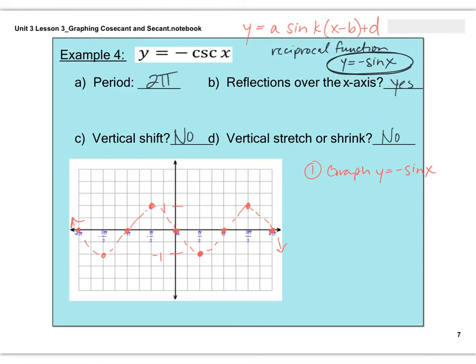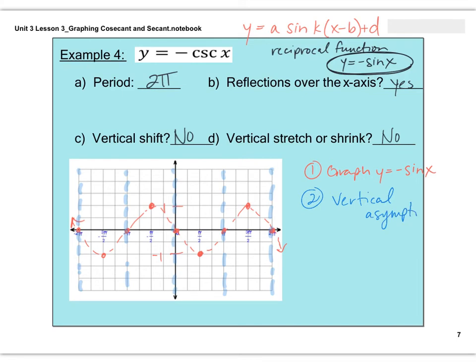Okay, now we're going to draw in our vertical asymptotes. So we're going to separate the hills and the valleys. So here's one, here's one, here's one, and here's one. Oh, and here's one too. So there's our vertical asymptotes. So just to write that down, then second we drew in our vertical asymptotes.